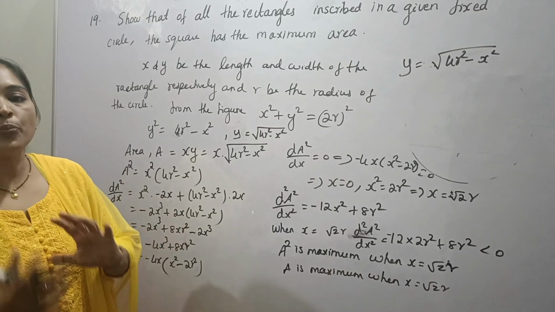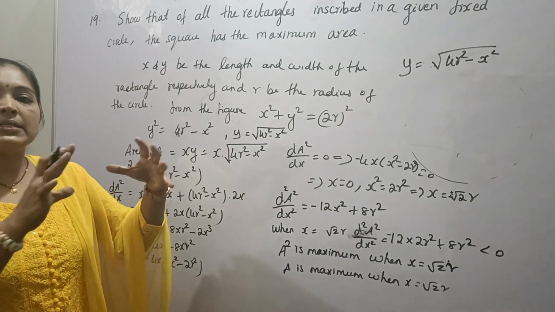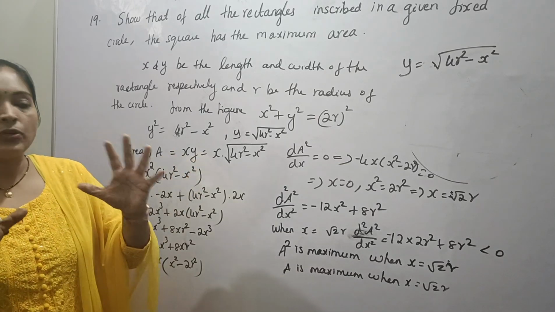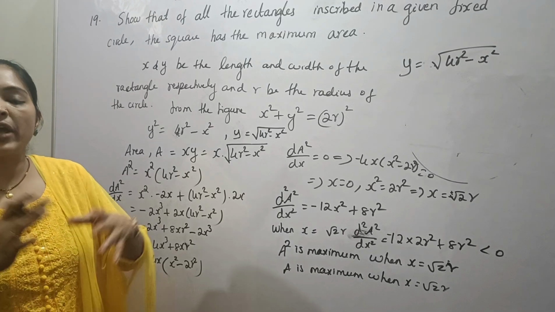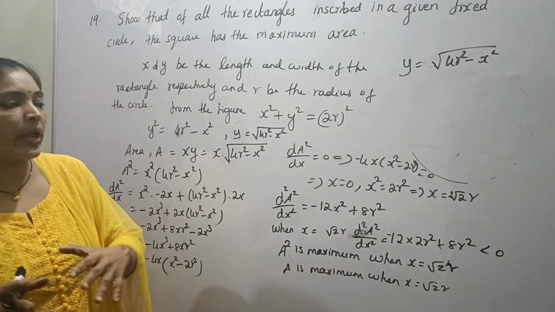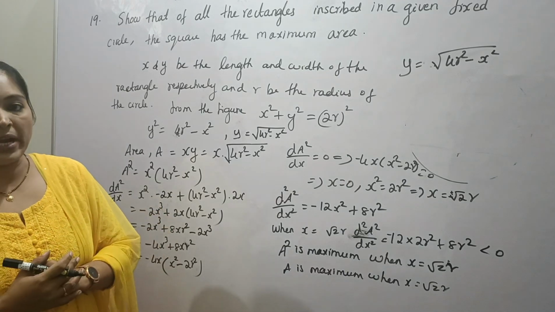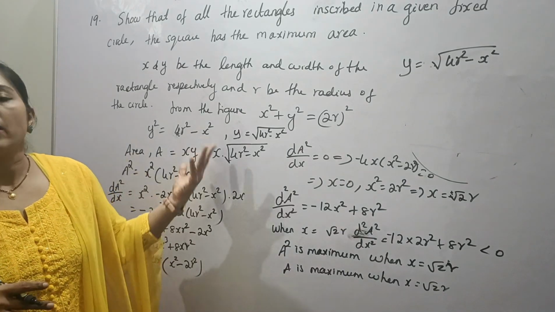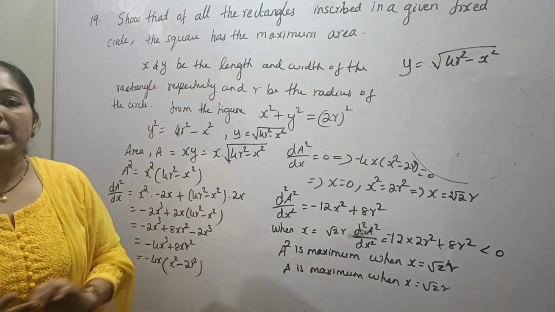Here we have to prove that when the area is maximum, this rectangle becomes a square. Then it will be a square, not a rectangle. So for a square, what do we have to prove? We have to prove that x is equal to y. We have taken the length of the rectangle as x and the width as y, so we have to prove x is equal to y. Then it shows that the square has the maximum area.